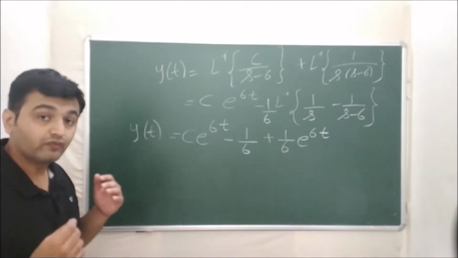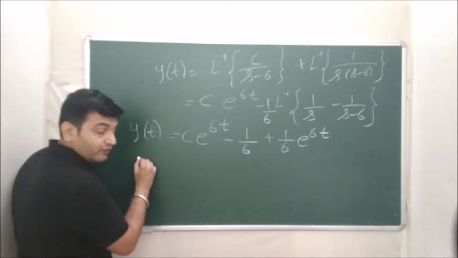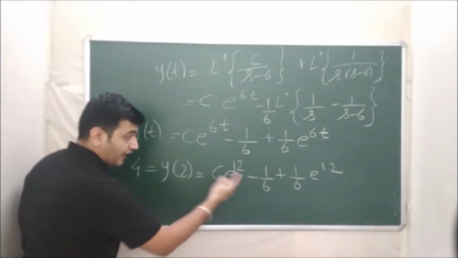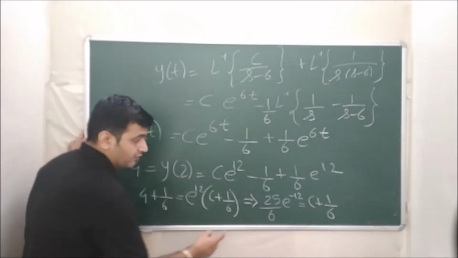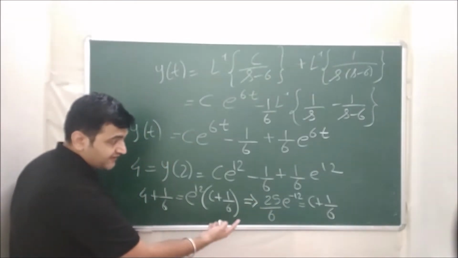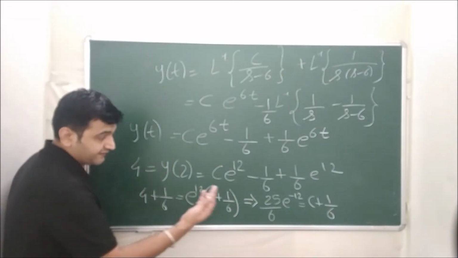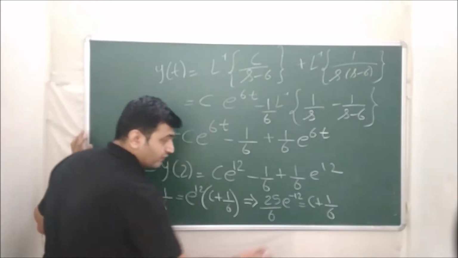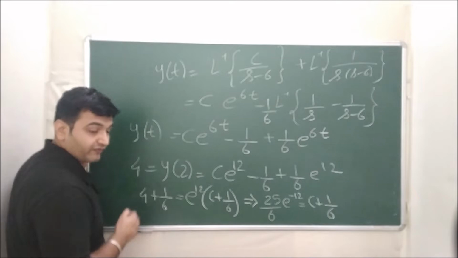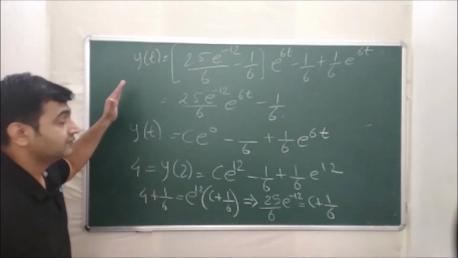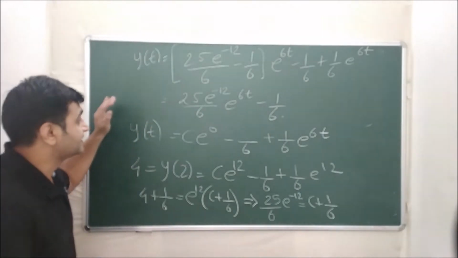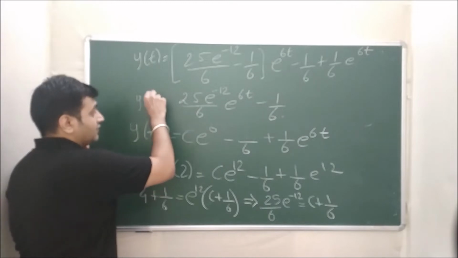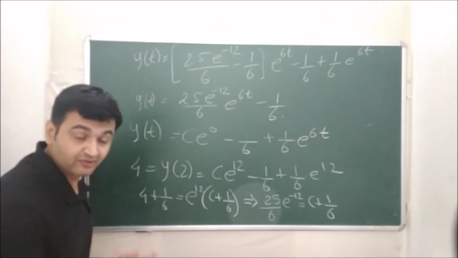Now what is given to you? y of 2 is 4. So if I put that value over here, this is what I have. After solving this, we get 25 e raised to minus 12 upon 6 equals c plus 1 by 6. If I take 1 by 6 to the other side, I get the value of c. And once I have the value of c, I plug it in over here. So finally my solution is this. So this is the solution for the given differential equation, provided my calculations are correct.